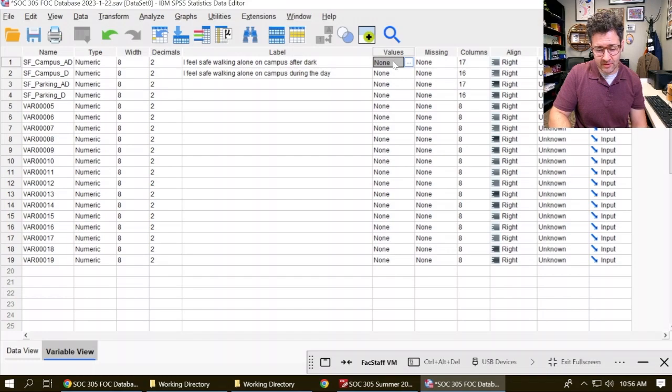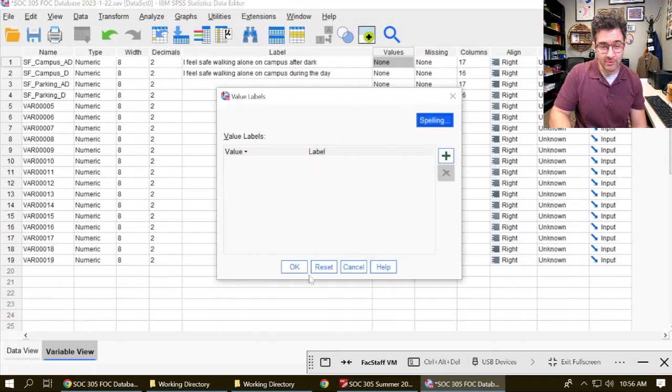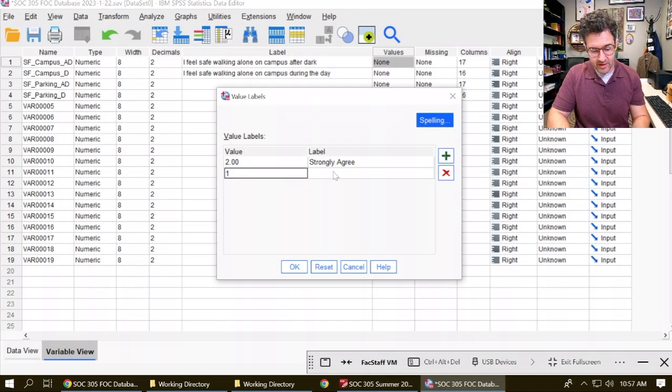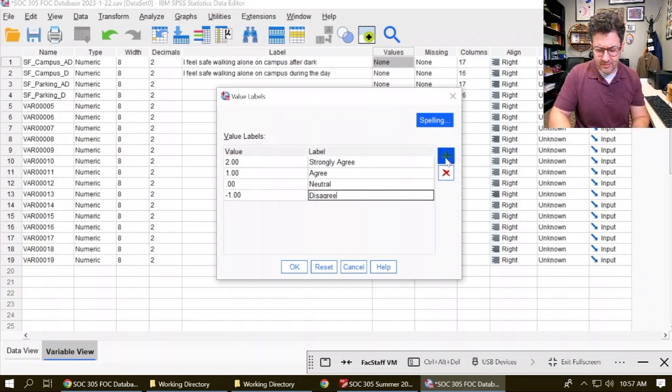So what you can do is click on this cell and click on these three dots, and you'll get this value labels window here. Click this plus sign and enter in the first number that you put into SPSS. So maybe we put in the number 2. Every time we see a number 2, we know that's just shorthand for strongly agree. Then we can put in a number 1, and whenever we see a number 1, we know that's shorthand for agree. We click the plus button again, put in a 0. Anytime we see a 0, that actually means neutral. Click the plus button again, put in a negative 1, and then we can put in the words disagree. And then put in a negative 2, and then put in the words strongly disagree.